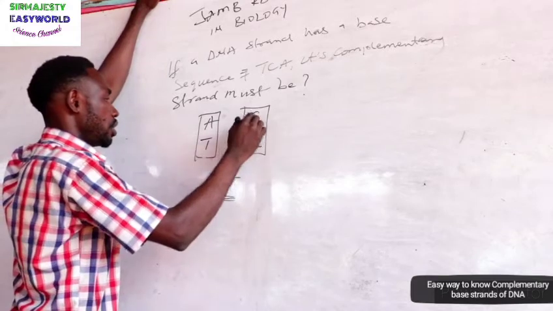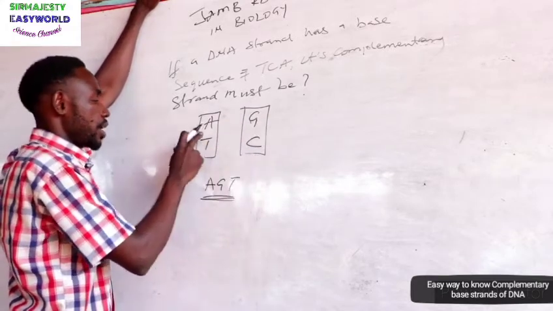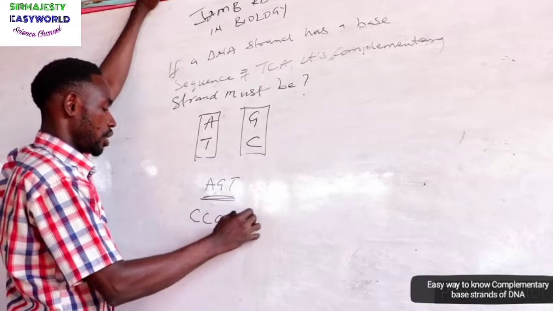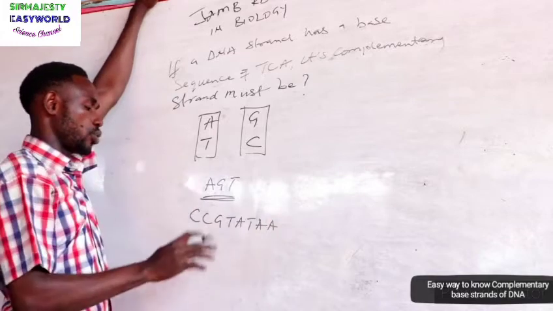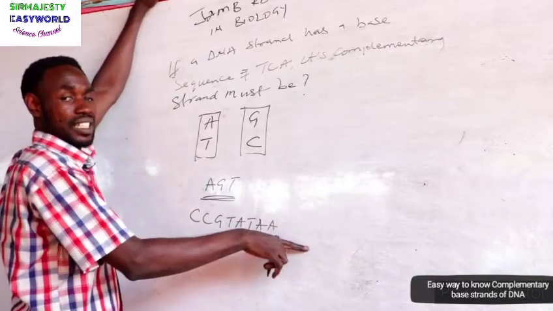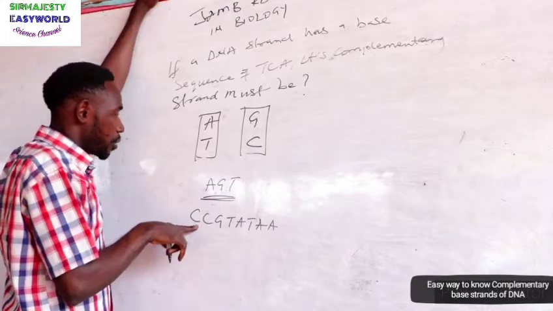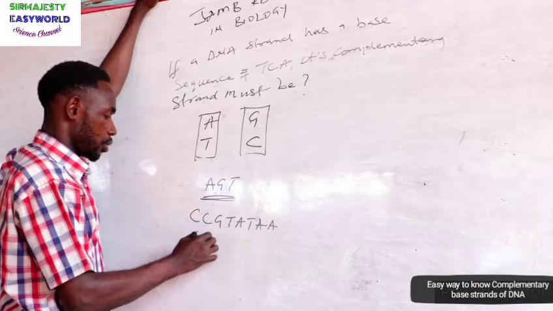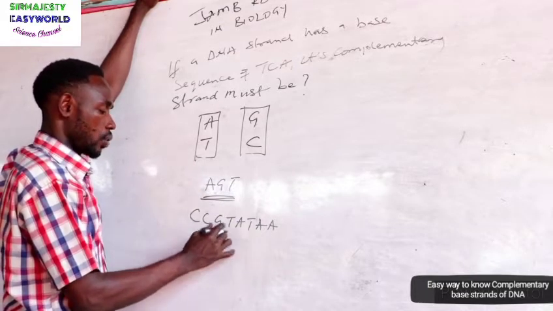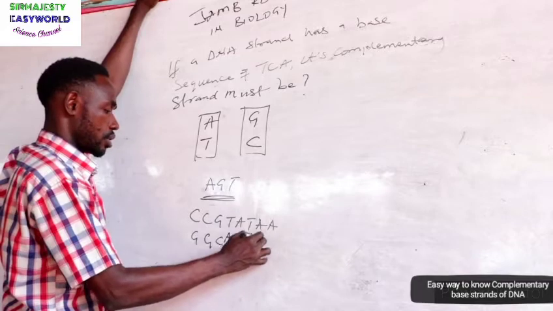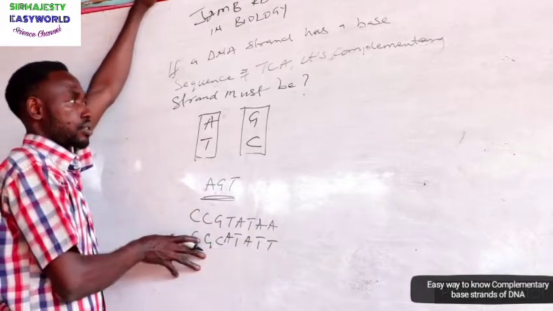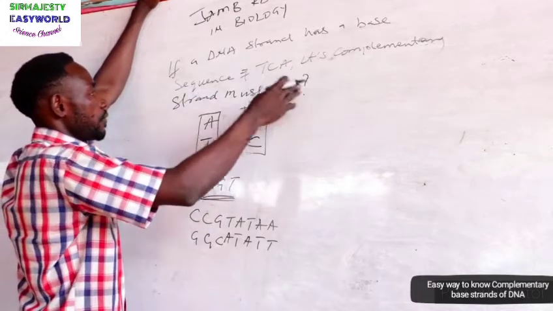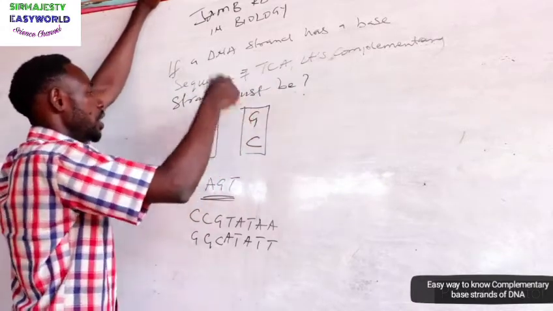Just say AGTC. Let's assume I give you C, G, T, A, T, A, A. If you are asked to find the complementary strand, anywhere you see C, put G. That's it. This is C, so the complementary will be G. Here will also be G. This one that is G will now be C. Here will now be A, T, T. So these are complementary strands. So the answer to this question is AGT. If a DNA strand has a sequence of TCA, its complementary strand must be AGT.